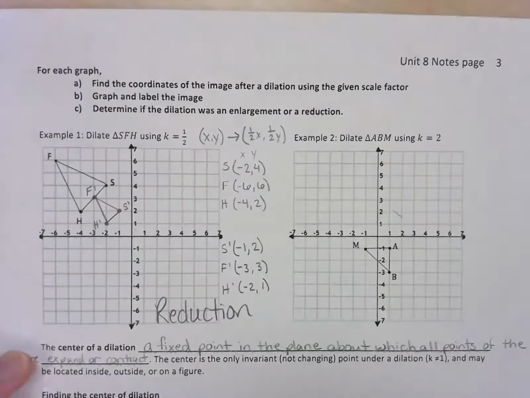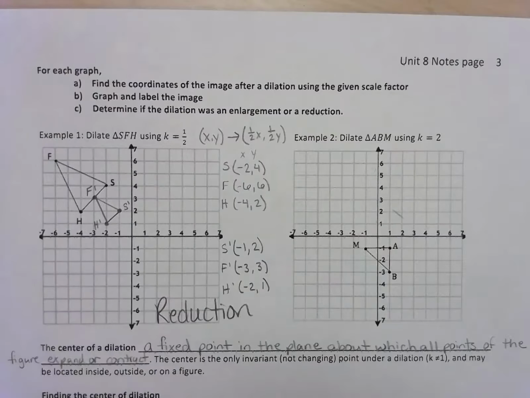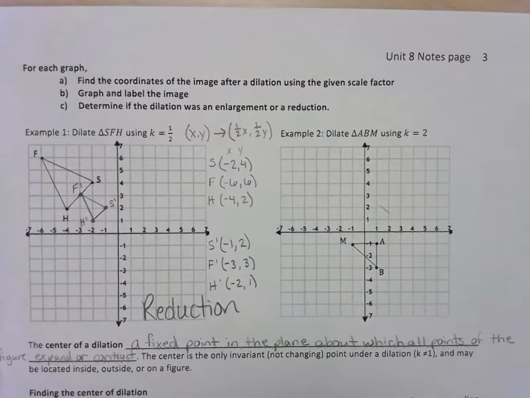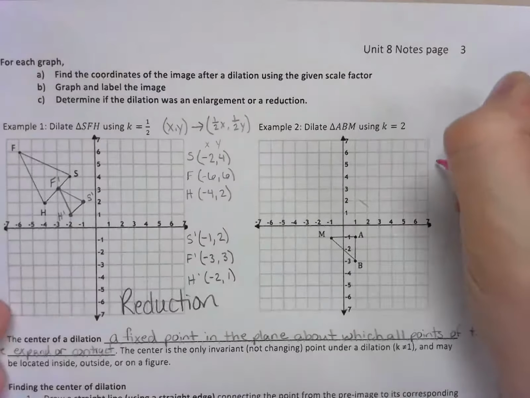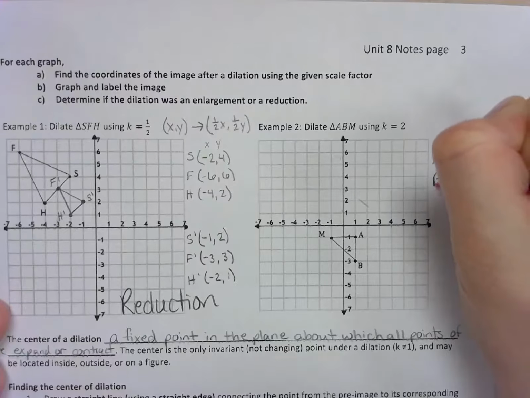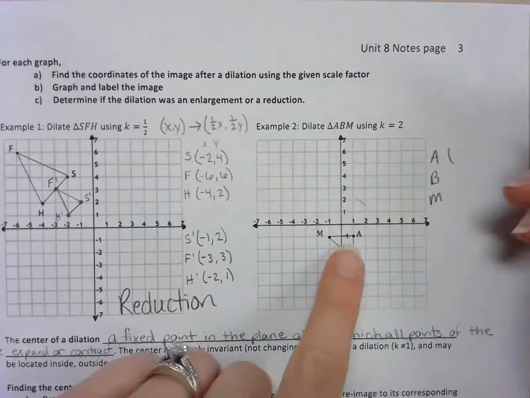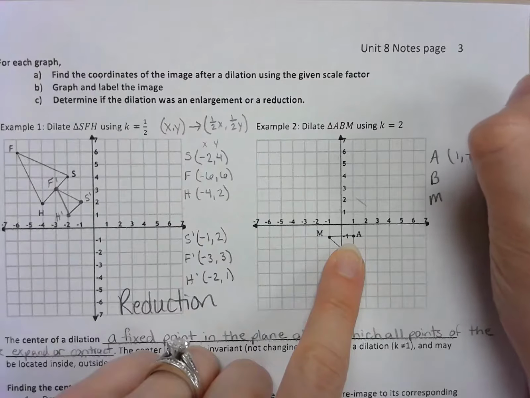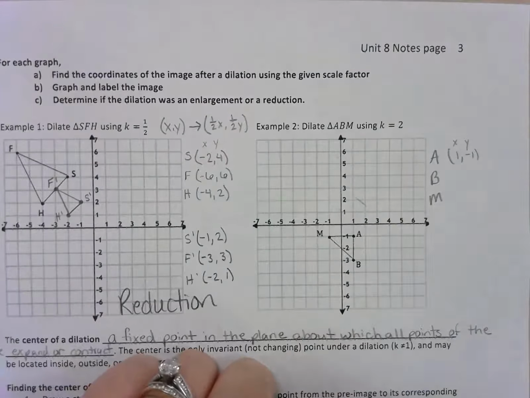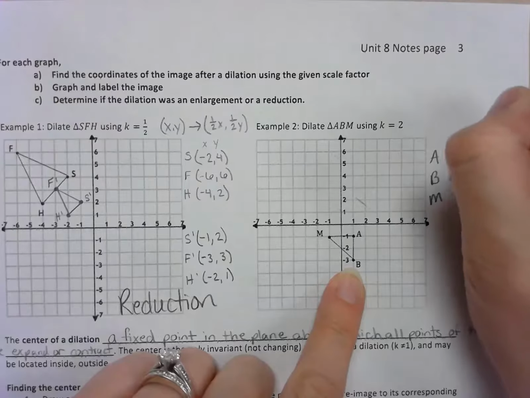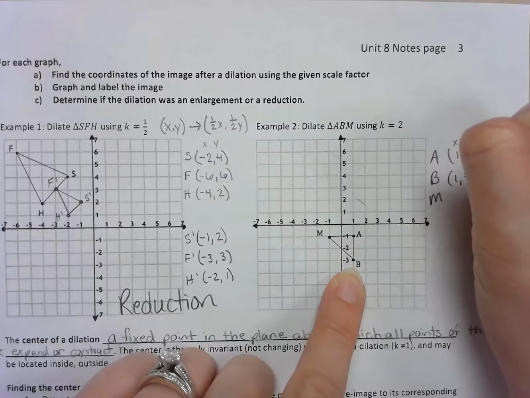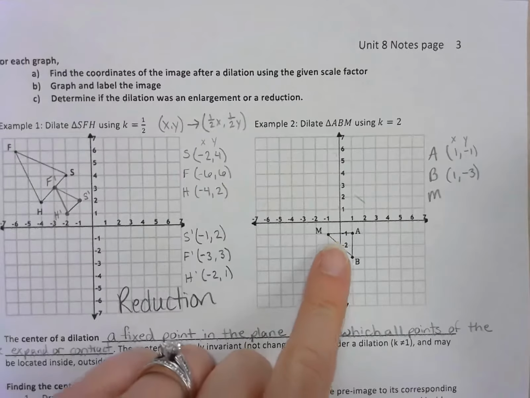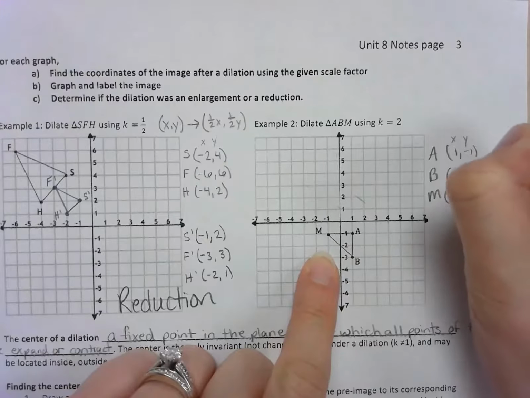Let's look at example 2. Again, start by listing your ordered pairs for the pre-image. So we have A, B, and M. A is at 1, -1. Again, it's an X, Y ordered pair. B is at 1, -3. And M is at -1, -1.